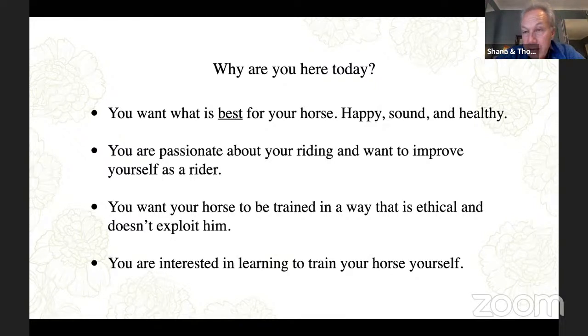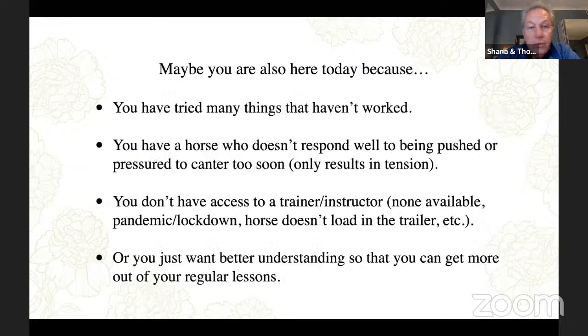Another thing, the people who work with us usually want to learn to train the horses themselves. They don't really want to pay somebody else to do it for them and then just sit there and watch, but they actually want to learn to do it themselves. And most likely, you've all tried a lot of things that haven't worked. We have tried a lot of things that didn't work, and that becomes useful knowledge when you're teaching somebody else.